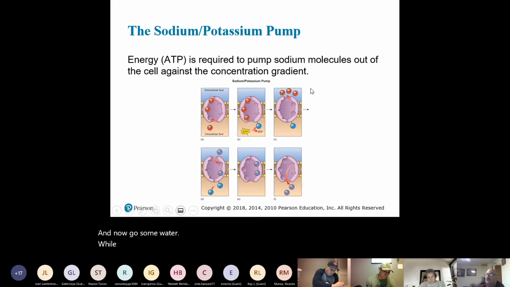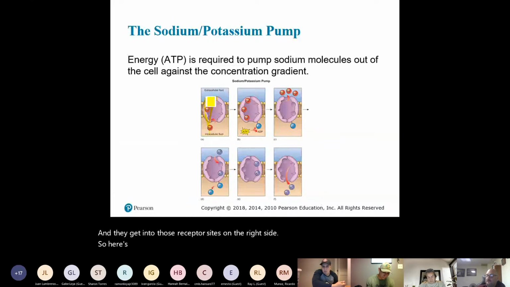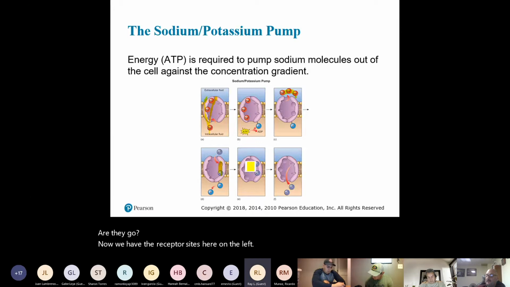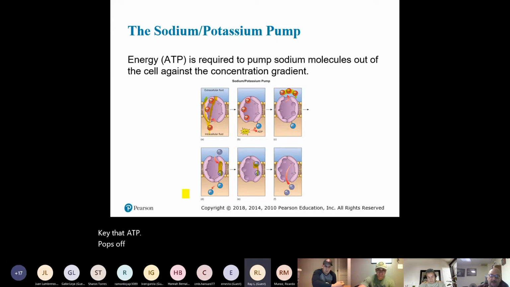While this gate is open, now here comes potassium, 2 potassium molecules. And they get into those receptor sites on the right side. So here's the 3 sodium. And out they go. Now we have the receptor sites here on the left, and we have it filled up. And then that key, that ATP pops off. In the process, it lost one of the phosphate molecules. And so it went from 3 to 2.